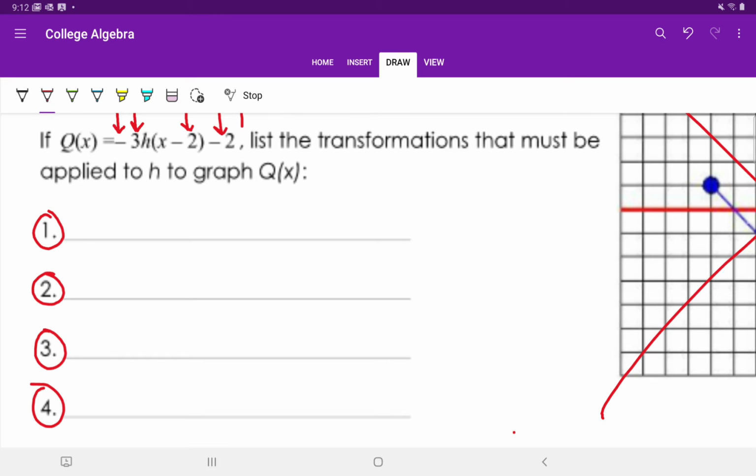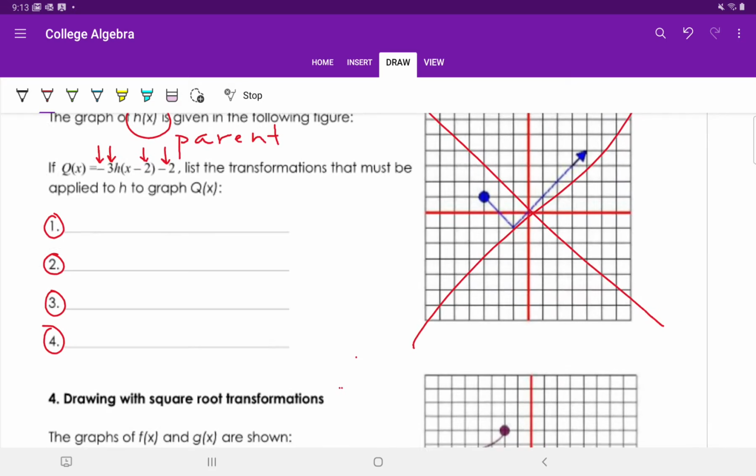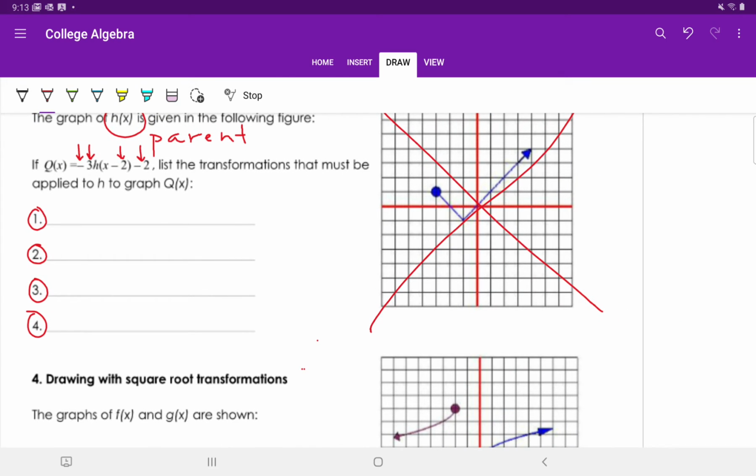So you're going to need to determine what these 4 pieces do: flip, and then where. Where does it flip? How does it flip? Maybe a stretch or a condensing, maybe a shift horizontally, a shift vertically, which direction, those sorts of things. So list all 4 of those. And again, you can ignore the picture. You don't even need the picture there.